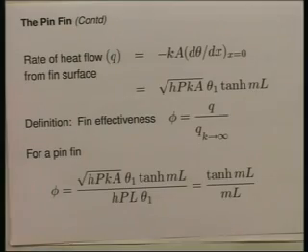So, we have got the answers to the two things we are looking for. We have got an equation for the temperature distribution in the pin fin, we have an equation for the rate of heat flow Q from the fin surface, so many watts, the rate at which heat is flowing.